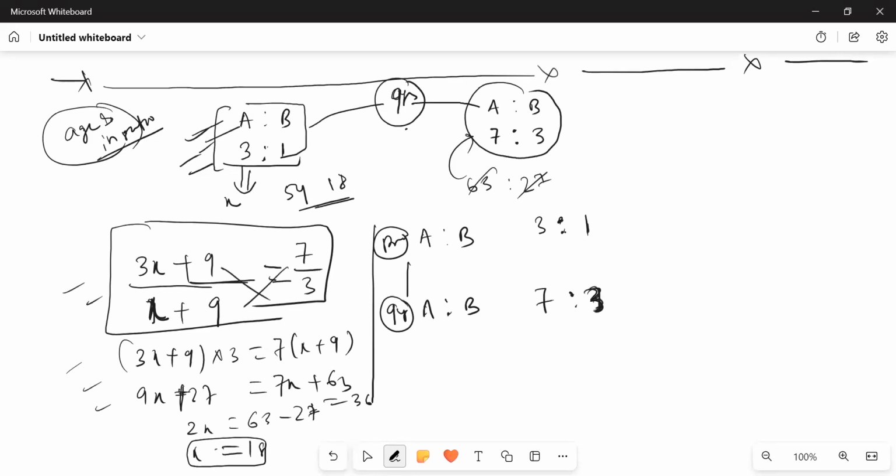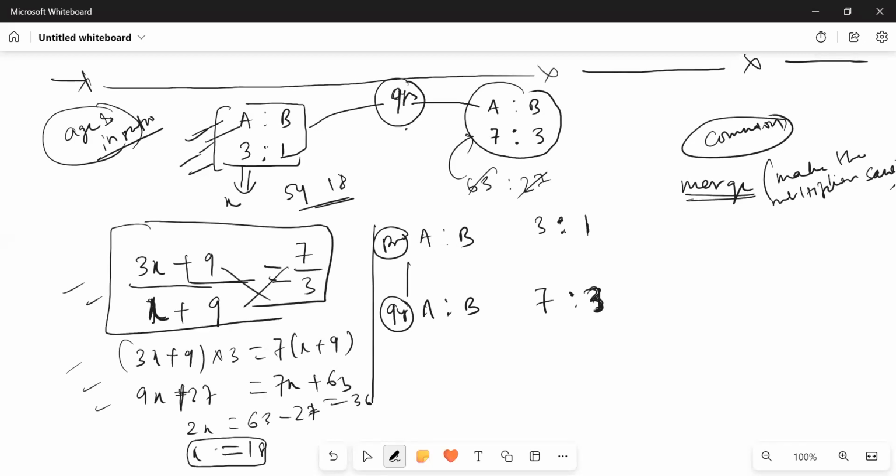Now tell me, what I'm looking to do here is merge these ratios. To merge, matlab, make the multiplier the same. And in order to do that, we need to find the common thing that exists at both places. So now tell me, what is the thing which is common at both the places, in the initial or after 9 years, in their ages? What is the thing which is common?